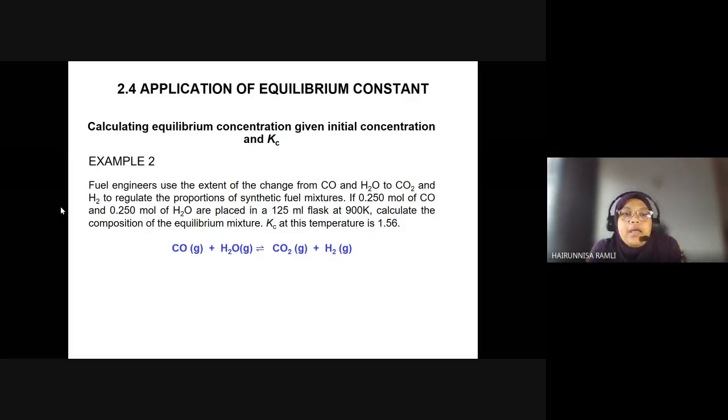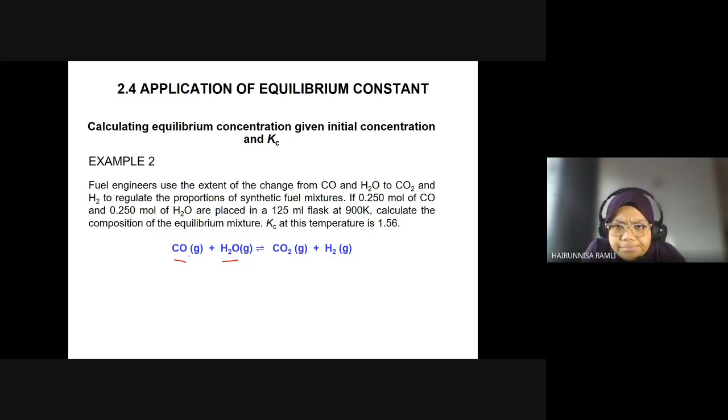Okay. Fuel engineers use the extent of the change from CO and H2O to CO2 and H2 to regulate the proportion of synthetic fuel mixtures. If 0.25 mol of CO and 0.25 mol of H2O are placed in a flask, okay, saya lukis lah. Let's say this is a flask. So this is the flask. 125 ml.